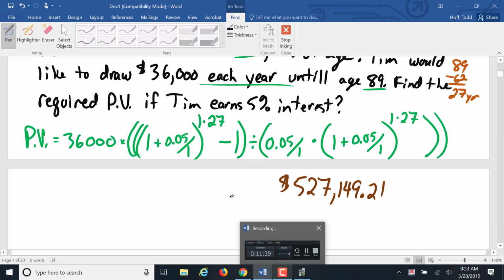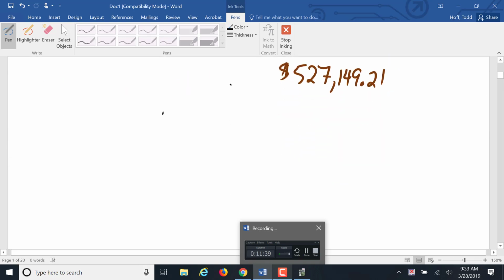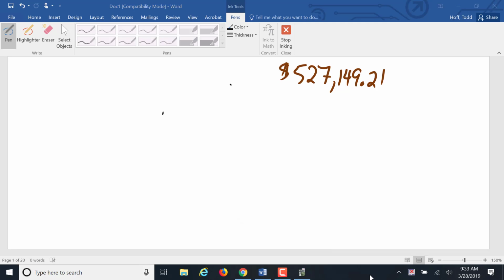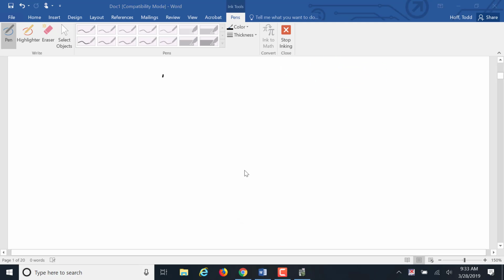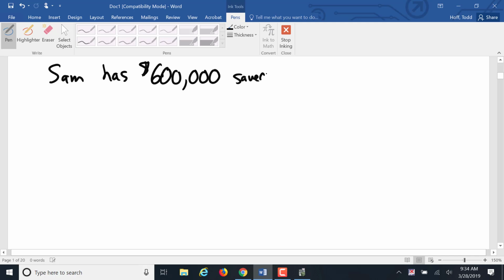Now, the other side of the accumulation phase is, what if we know what the monthly desired draw is, or we know what we have for a present value, and we know the length of time, and we need to figure out how much we can actually afford to draw out each month. So let's go back to Sam here, and in this case now Sam has $600,000 saved for retirement.